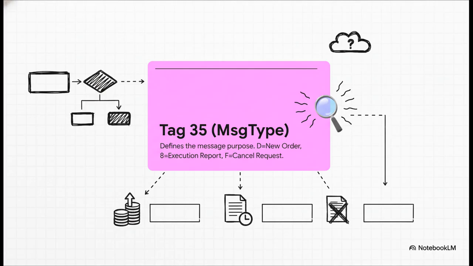If you see a 35=8, you know it's an execution report. A 35=F, that's a cancel request. Seriously, when you're looking through logs, this is the very first tag you should always look for.